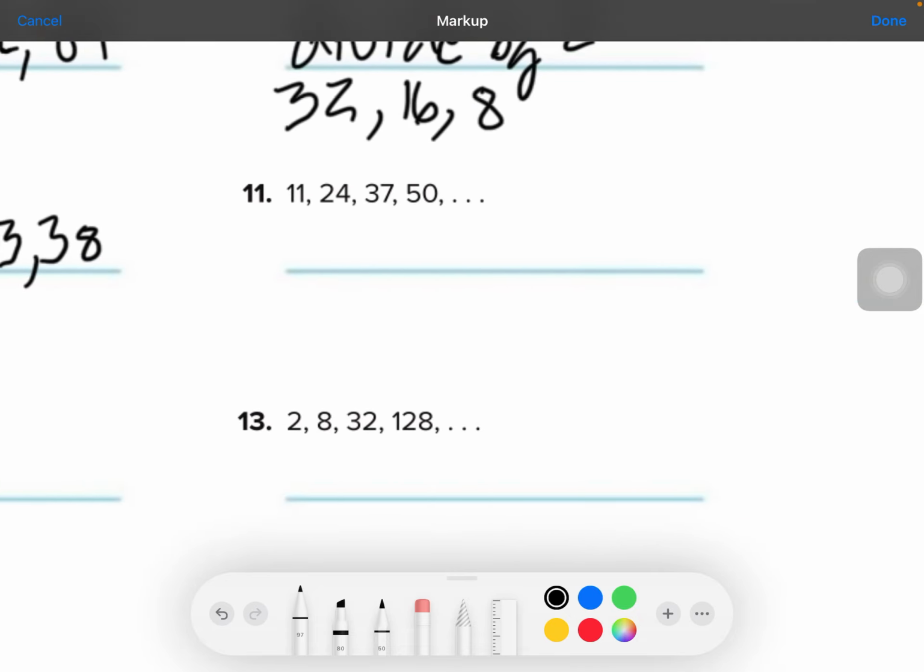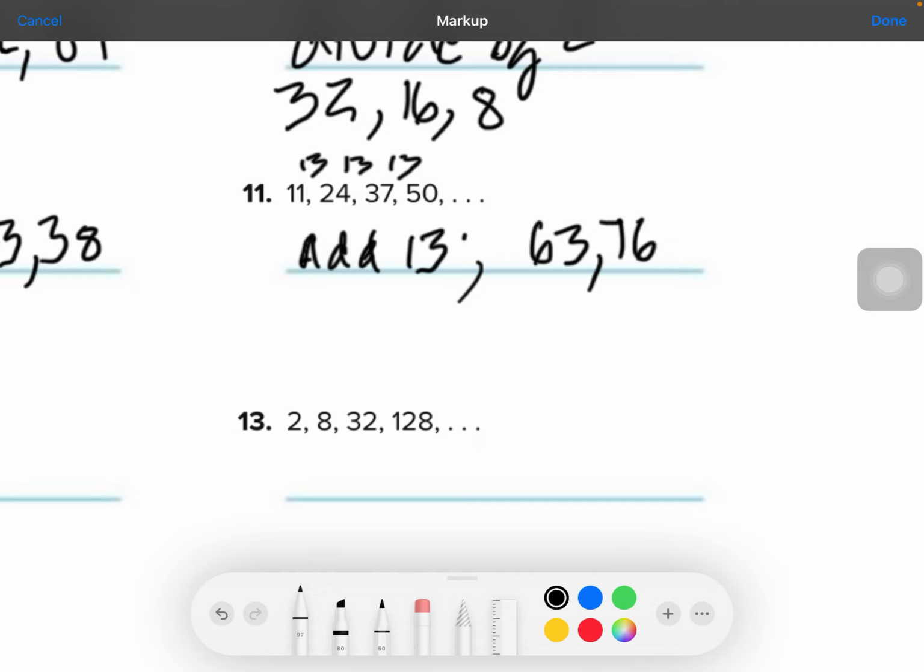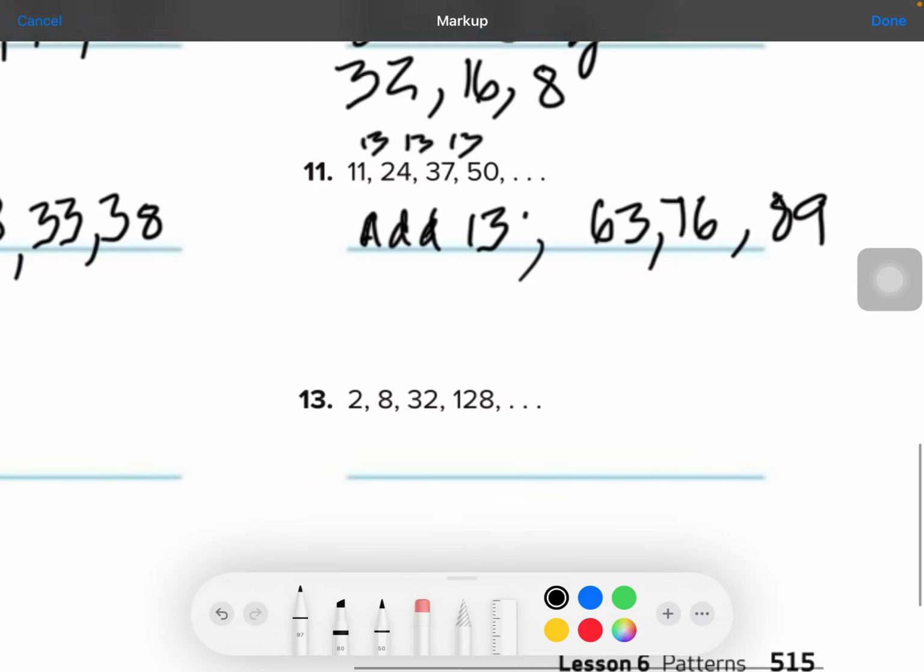Okay, number 11. We have some crazy numbers here. Let's see, between 11 and 24, 13. 24 and 37 would be 13 again, and 13. Well, that's kind of quirky. So it's add 13. So 50 plus 13 is 63. 63 plus 13, 76. This is great if you can do it in your head. 76 plus 13 is 89.